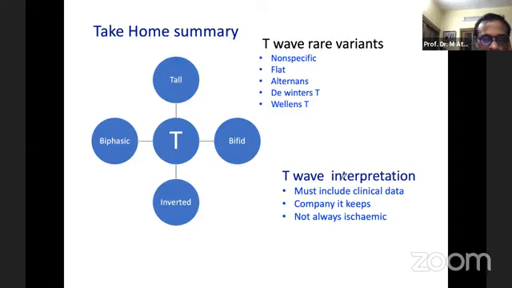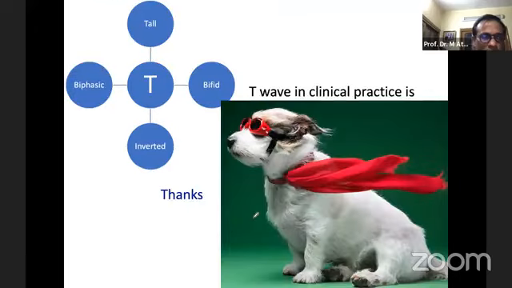And T wave interpretation is very important, but it must always include the clinical data and the company it keeps, and we should remember that T wave changes are not always ischemic. There are some other causes other than ischemia. And finally, this is the main message: the T wave is very important and is considered the underdog in ECG interpretation. Thank you very much for your patience in listening.